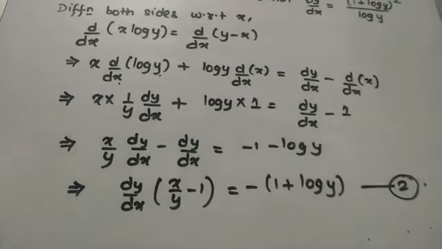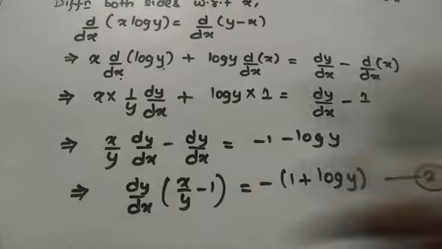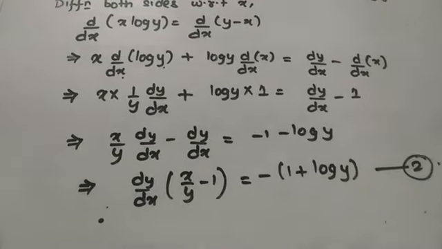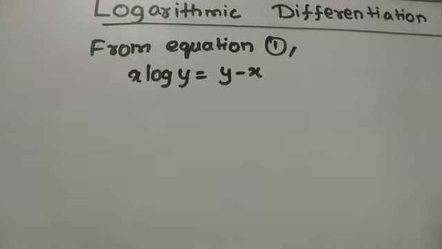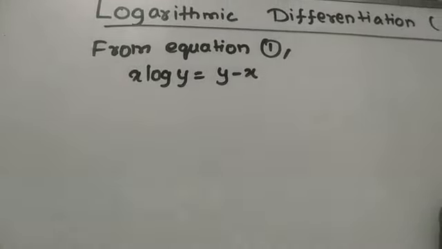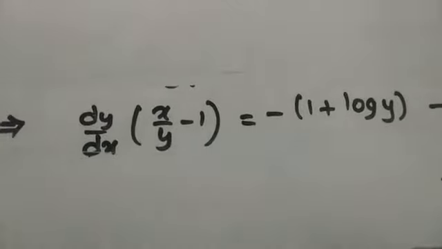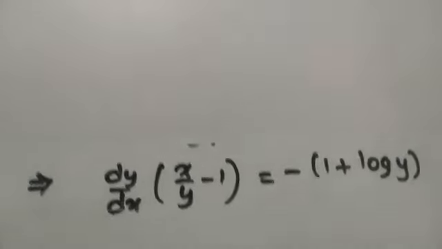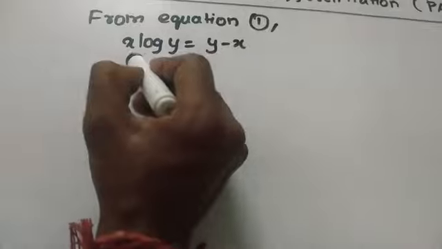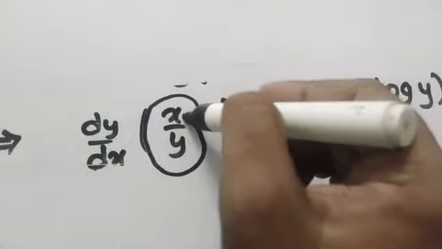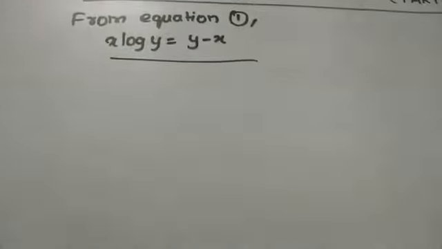Let us name this equation number 2. Now we go back to equation number 1, which is x log y equals y minus x, and the one we just derived was equation number 2. From equation number 1, we are going to find the value of the factor x by y. So let us try to find that.